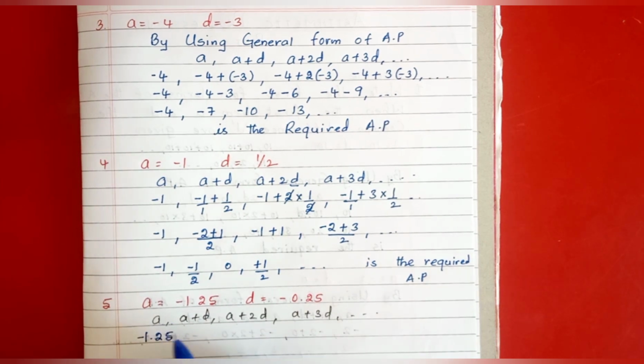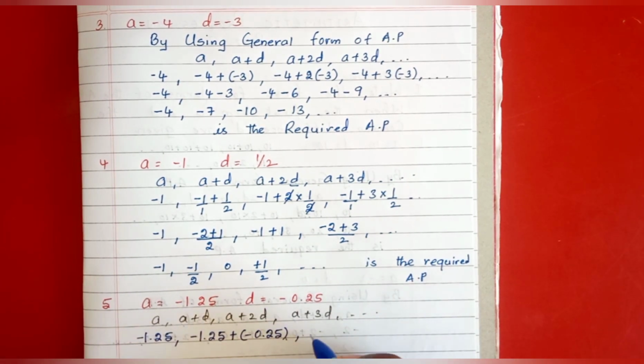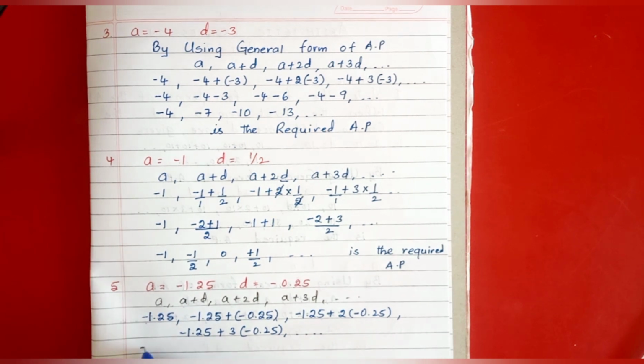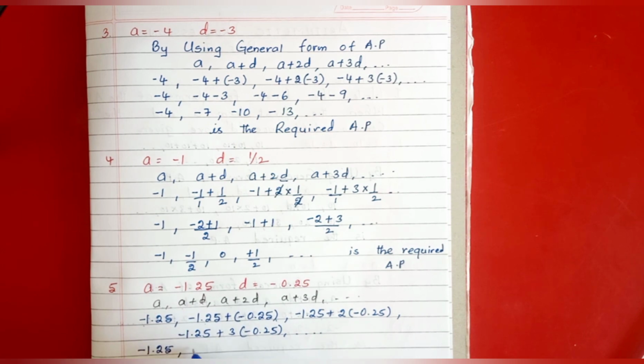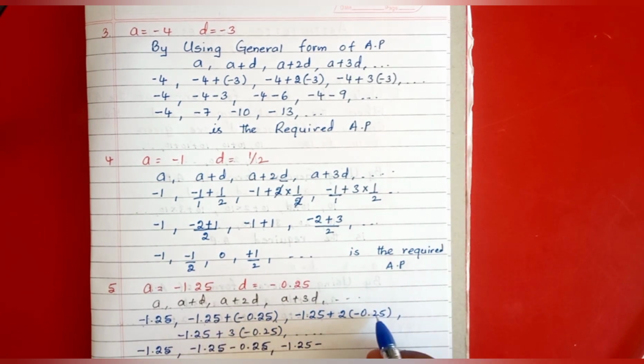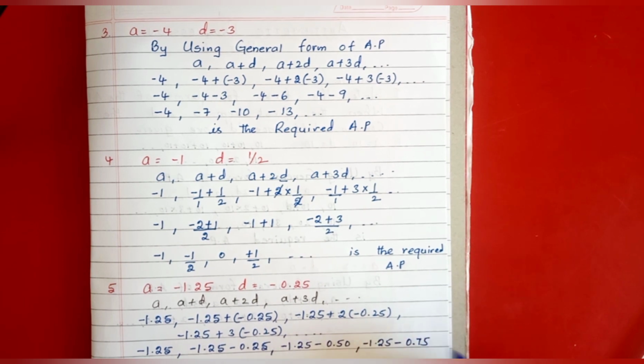Now A is minus 1.25 as it is. Now minus 1.25 plus D, where the D value is minus 0.25. Now the third term is minus 1.25 plus 2 times D, where D is minus 0.25. Then the fourth term is minus 1.25 plus 3 times D, that is minus 0.25. Now on simplifying we get minus 1.25 as it is. Now plus into minus is minus, minus 1.25 minus 0.25. Again minus 1.25 plus into minus is minus, minus 2 into 0.25, we get 0.50. That is 2 times 0.25. Now minus 1.25 plus 3 times 0.25, you get minus 0.75.